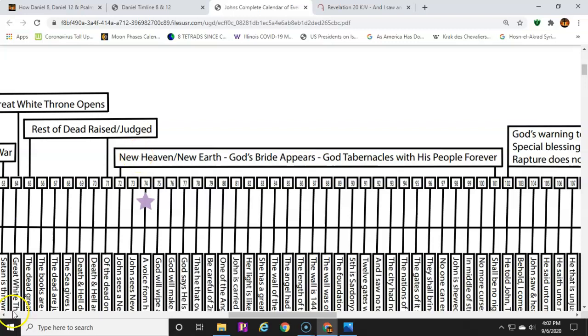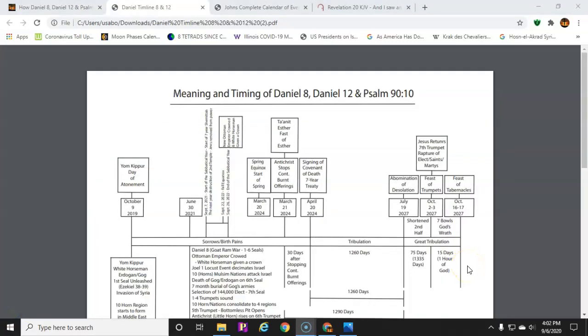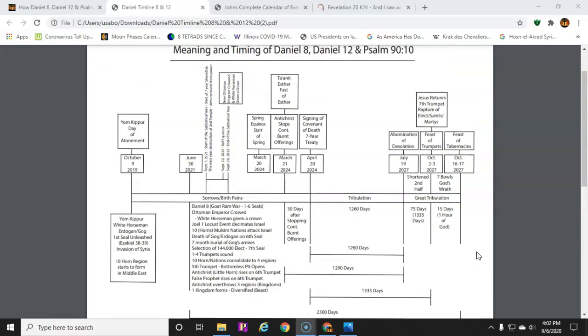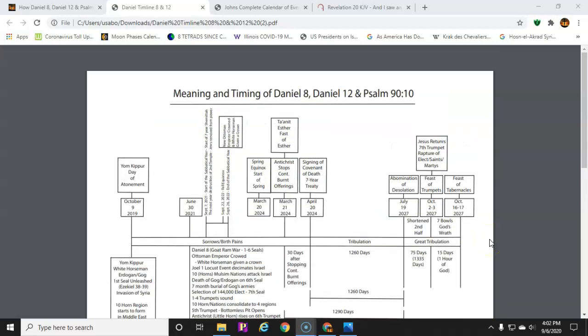So if you go back to the Daniel 8, 12, and Psalm 90:10 timeline, you'll notice that I broke this down for a reason, and it explains to you the time frames that this is all going to happen. And we're all probably going to be here for most of the 7 years. I'm not planning on going out easily on this one, so hopefully God will take me into this picture as far as we can get, and I hope I'm wrong in a lot of ways.